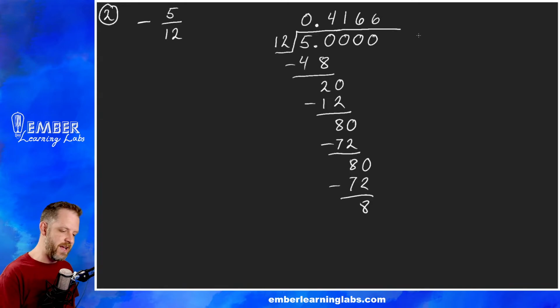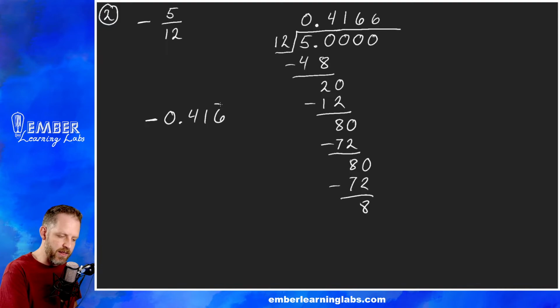So the way we illustrate 6 repeating in this context, don't want to forget that negative, right? Watch your negatives. We're going to do negative 0.416, and then we put a line over that 6 to show that the 6 repeats forever and ever and always. We're going to do one more example, and then that's going to be it for this lesson.